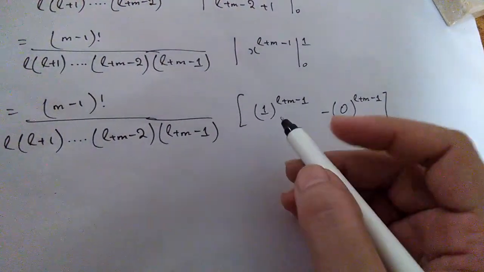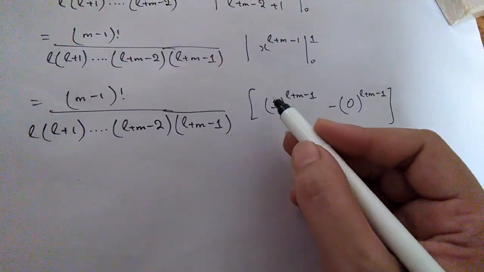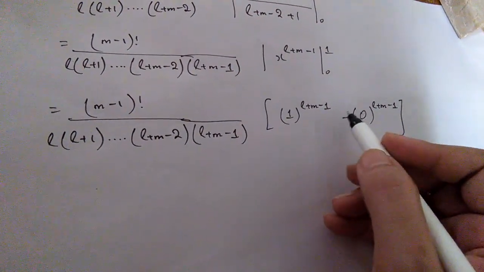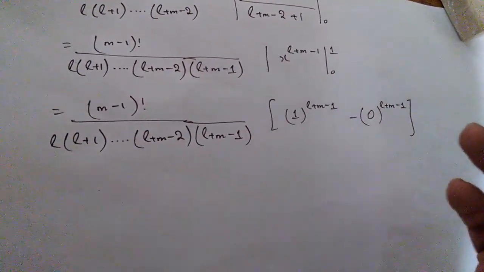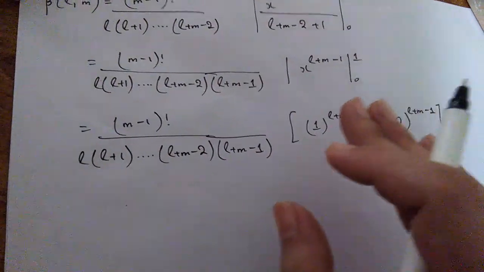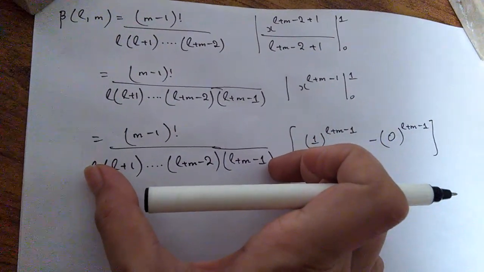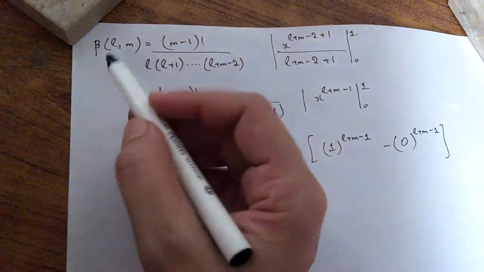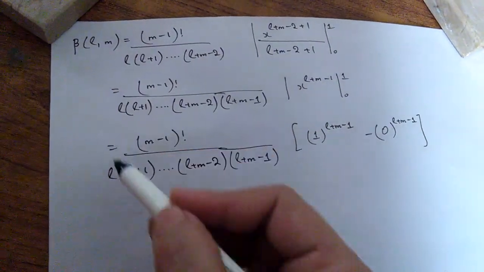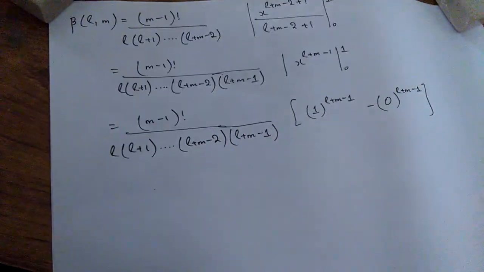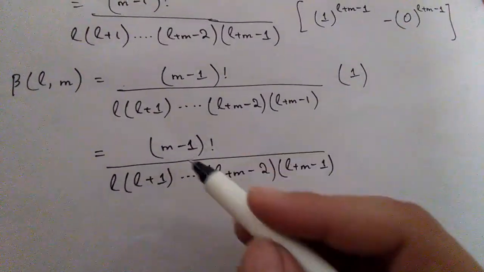So no matter what power is there on the base 1, the answer is always 1. So that's why this whole thing will reduce into 1, and this one, when multiplied with this, you're simply going to have this answer left. All right, so the beta integral or beta function is this. So this is the form.